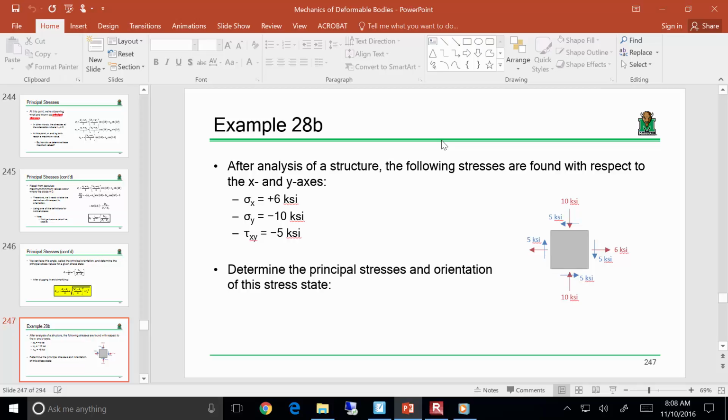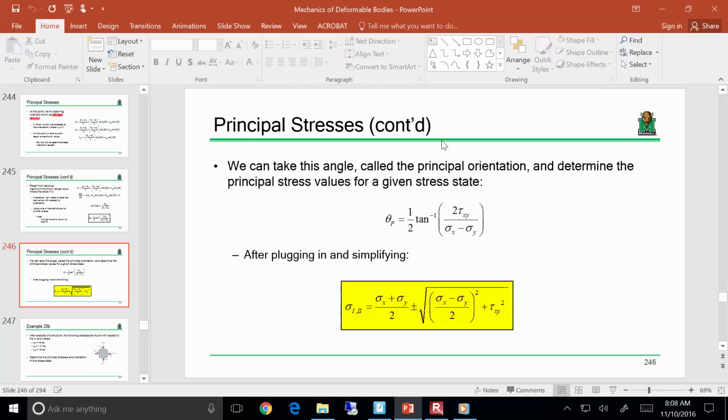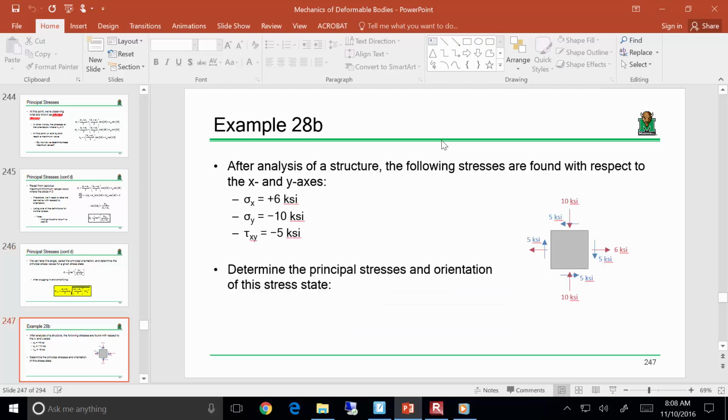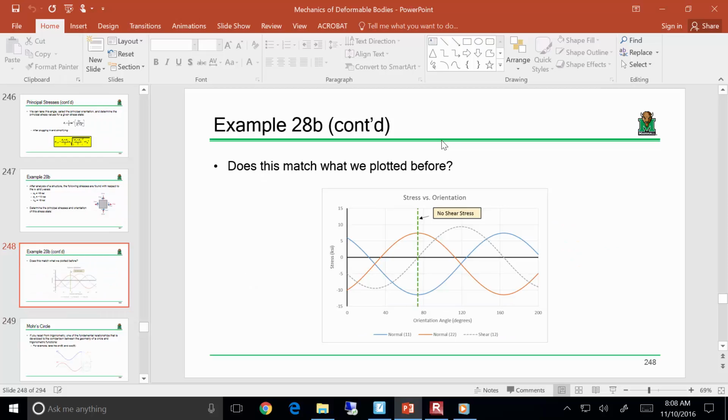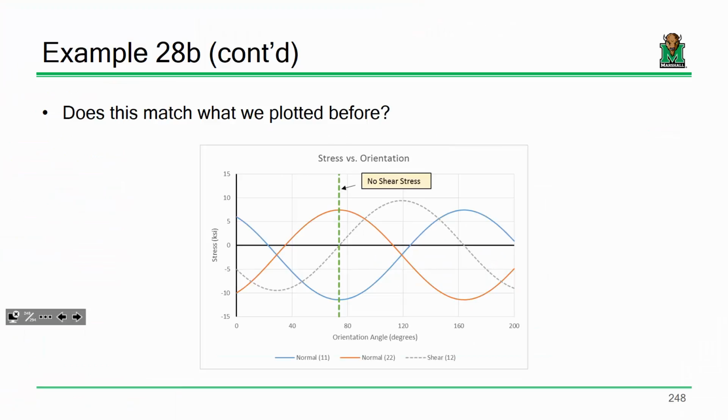Pretty straightforward, right? One of the nice things about this methodology or this formulation is that given a stress state, you actually don't need to determine the angle to determine principal stresses. You can literally just plug and chug, and it's pretty nice. Sound good? Now, let me sort of blow this up.